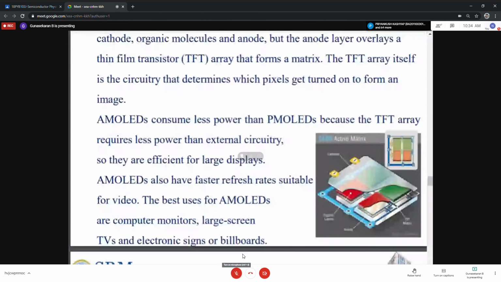I think all these things you are using in everyday life. Nowadays they are available in the market also. I think there is no doubt.